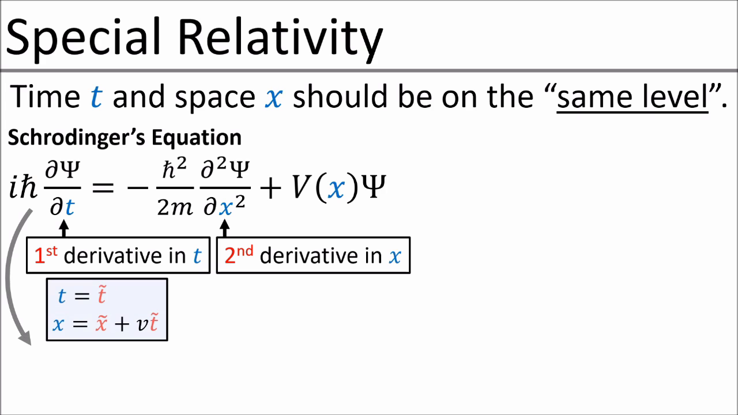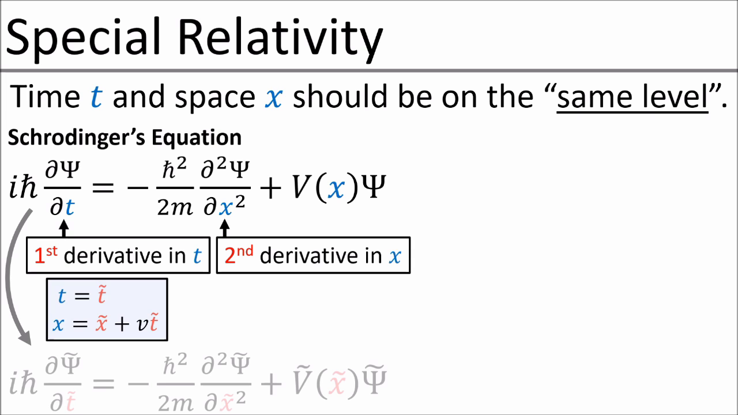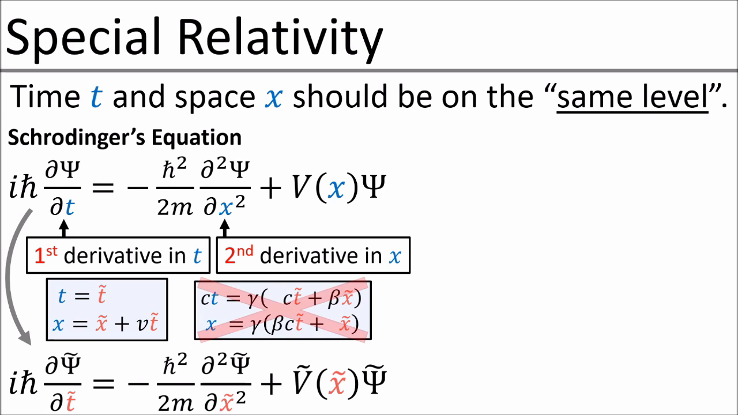If you like, you can try transforming the t and x variables in Schrödinger's equation using a Galilean transformation, and you'll find that the result still looks like Schrödinger's equation. On the other hand, the Lorentz transformations will change the form of Schrödinger's equation.